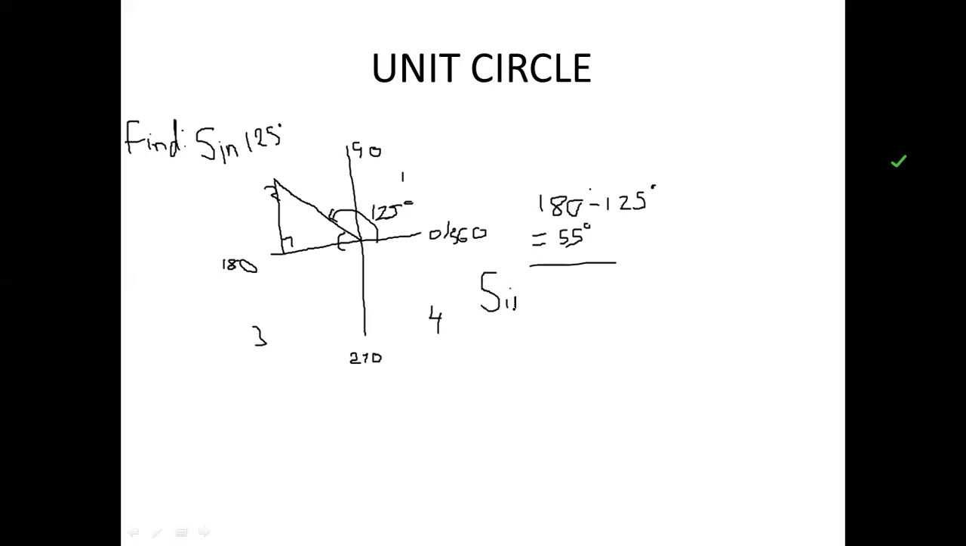So it means that sine of 125 degrees is equal to sine of 55 degrees. You can use your calc to give us the answer here. For me, I found it as 0.819. And if you also input sine 55, it will give you 0.819.